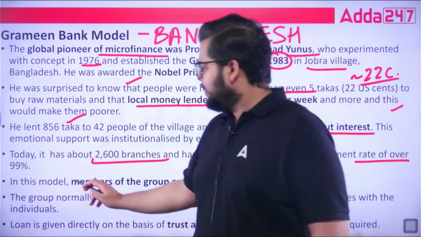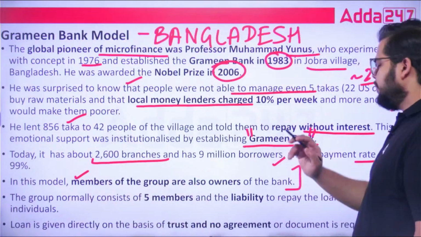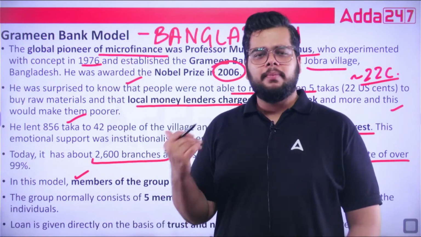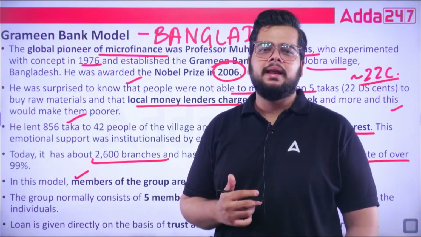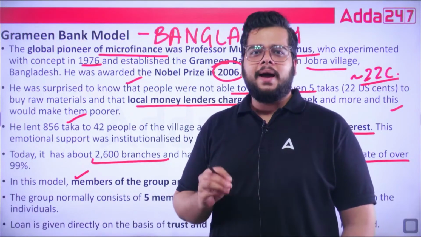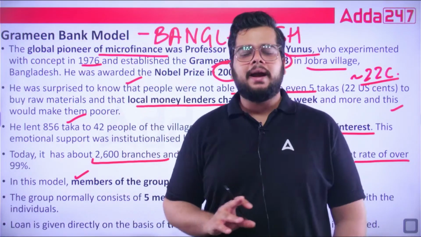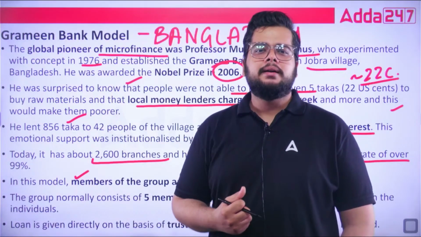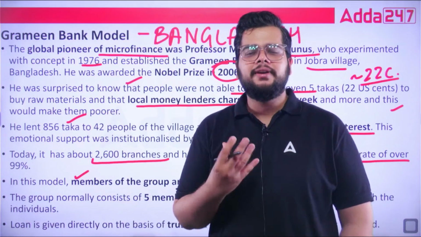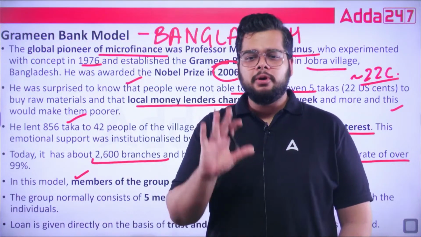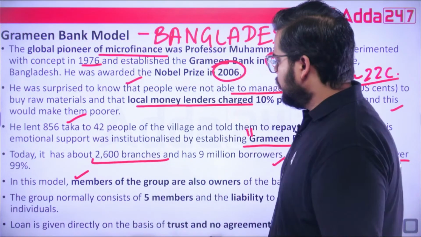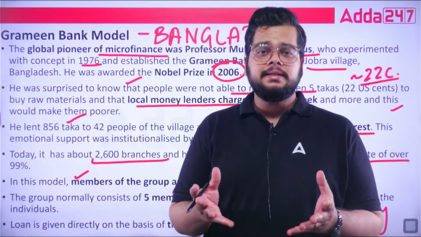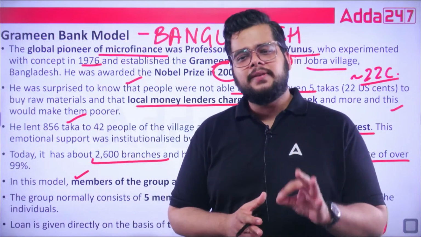In this model, the members of the group are also the owners of the bank. So ownership was also resurrected by Professor Yunus, and he was of the opinion that if we instill the management in the lending practices, and the management comprises those people who actually require credit, then payment failure can be curbed to a certain extent. The group normally used to consist of 5 members, and then the SHGs, specifically when we talk about the specific scheme of NABARD.